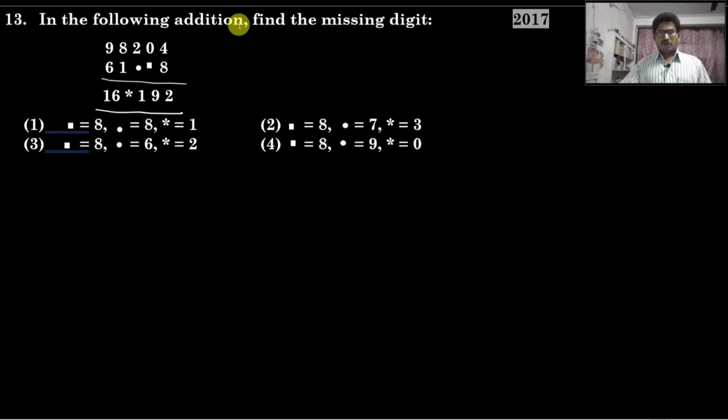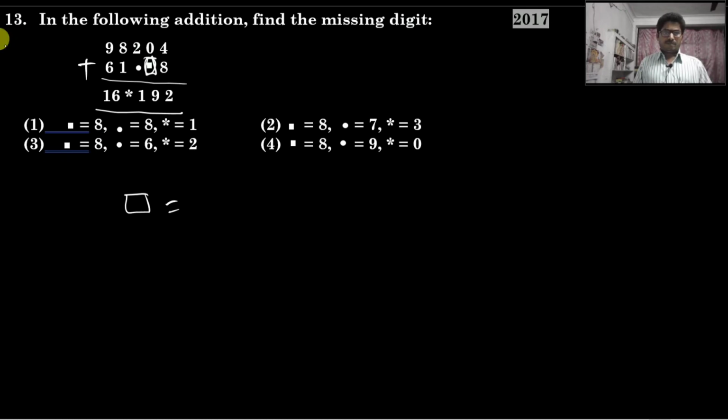13th, in the following addition, find the missing digit. Here 4, 8, 12. Which one added here gives us 9, 6? So in place of this square, we have to get 6.